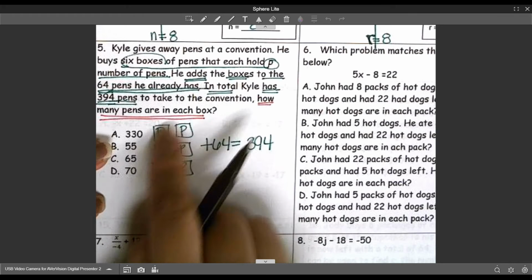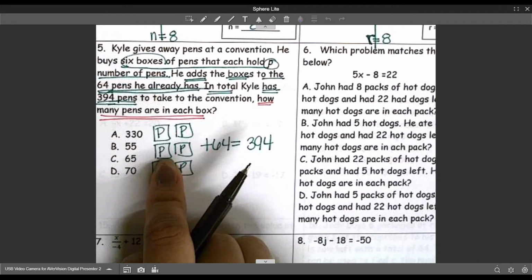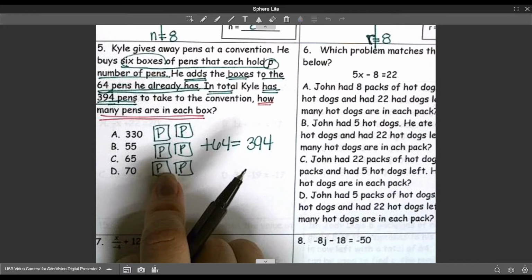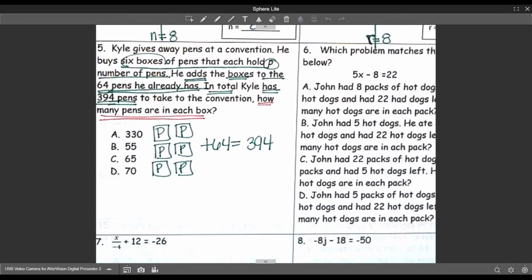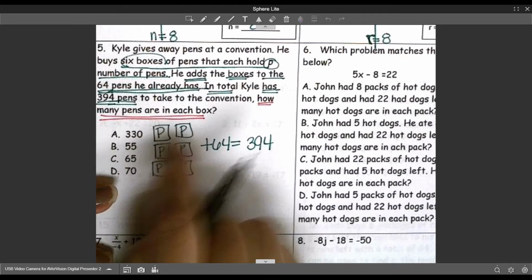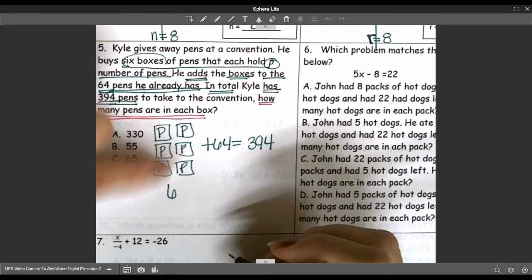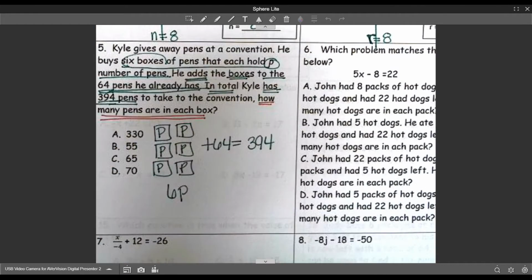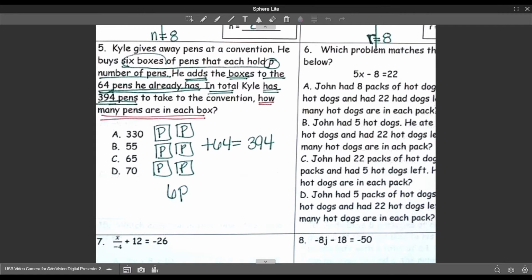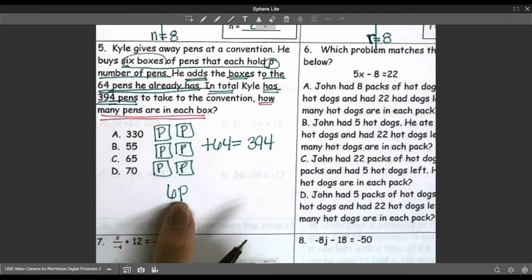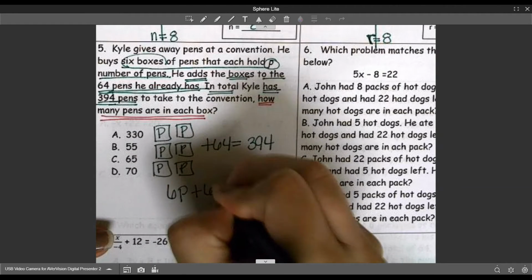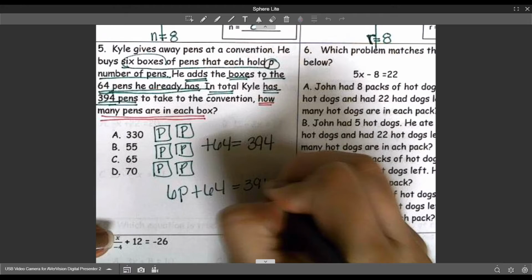How can I express these boxes as an expression? Very good. I can convert these 6 boxes to say, well, there are 6: 1, 2, 3, 4, 5, 6 packs or 6 boxes of pens, and I don't know how many are there. So 6 times however many pens are in each box, and then plus 64 equals 394.